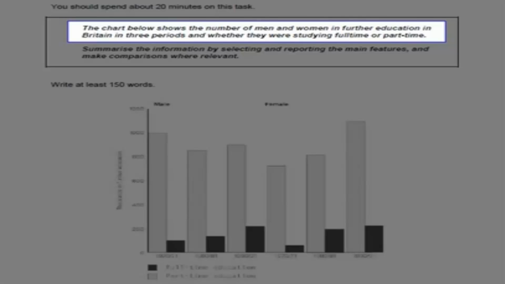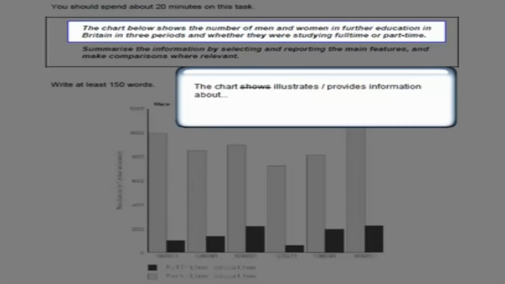The first tip is to change the word shows to illustrates or provides information about. The second tip is for introductions that contain the phrase the number of to change this phrase to how many. If the introduction contains the phrase how many, you can change it to the number of.